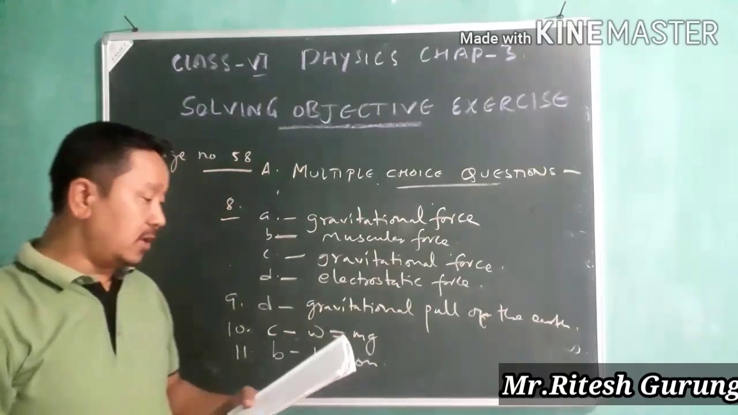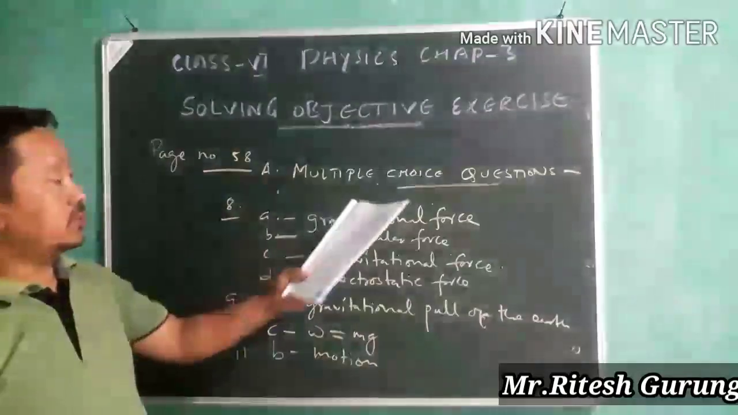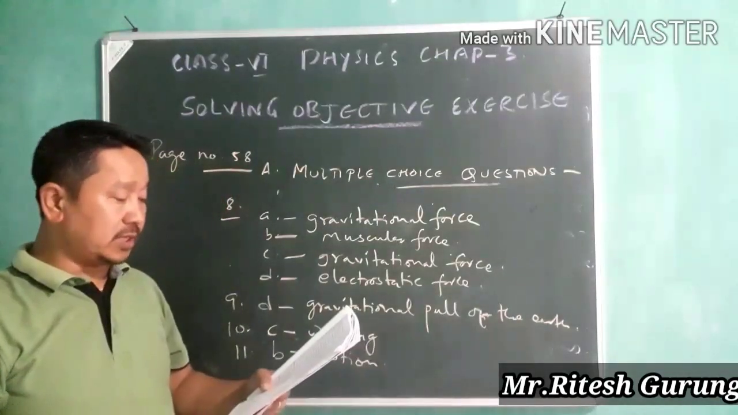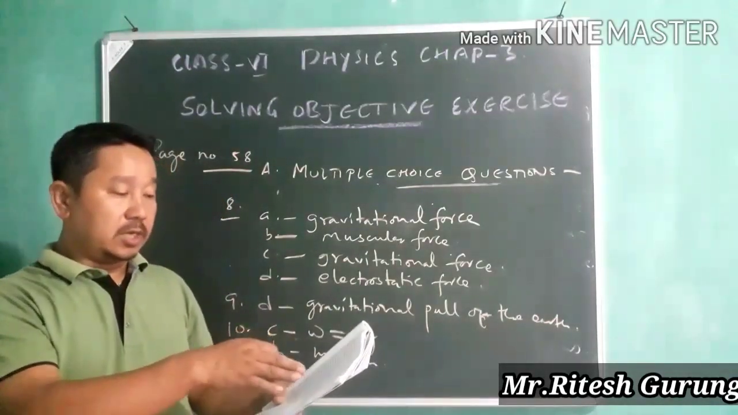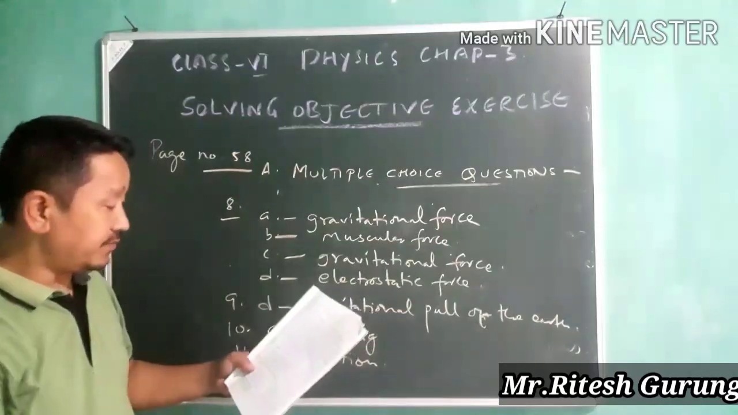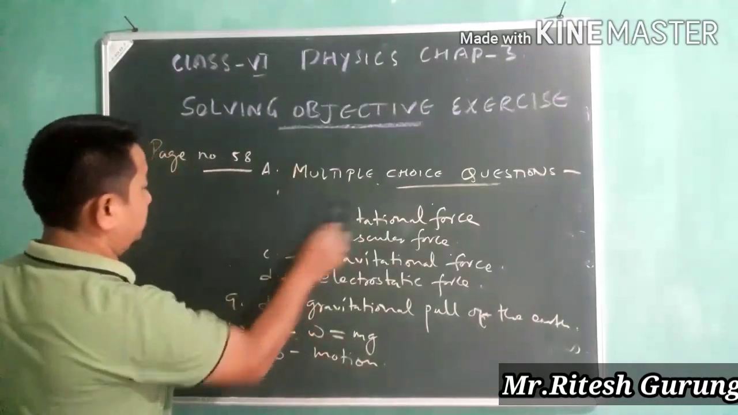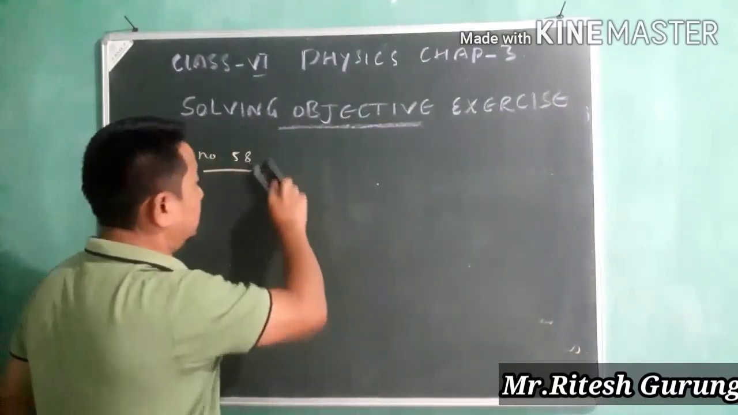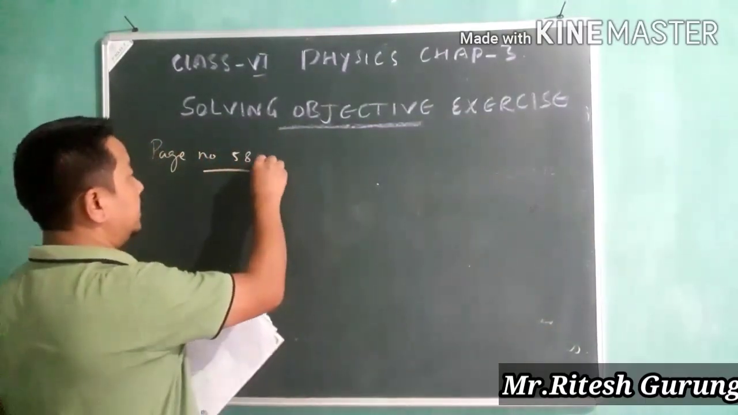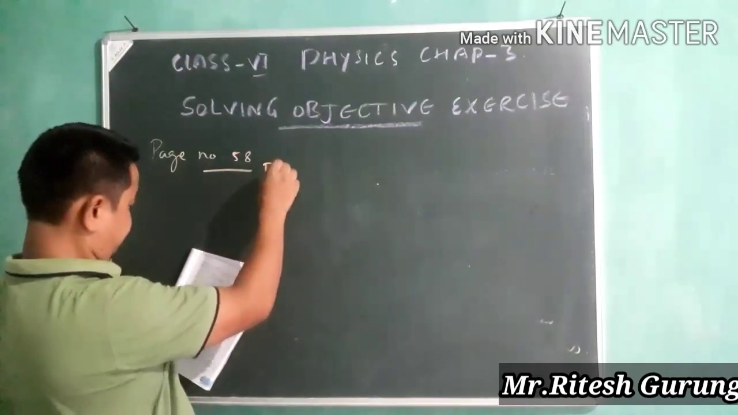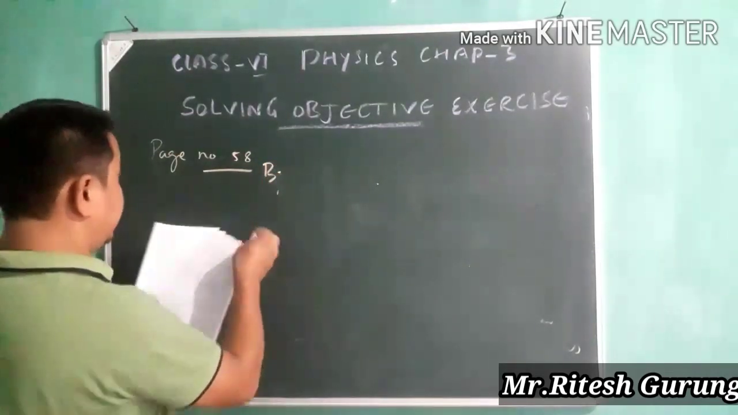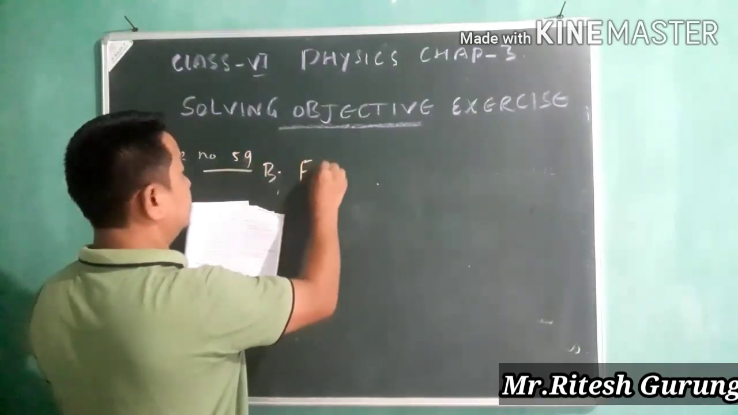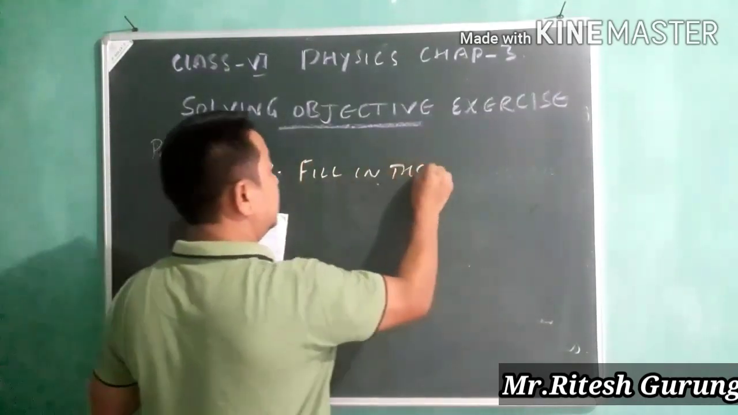Okay, that's all about your multiple choice questions. Now we'll go into the continuation of this one, followed by the other one, that is fill in the blanks. Now the same page, page number 59. What is that? Fill in the blanks.